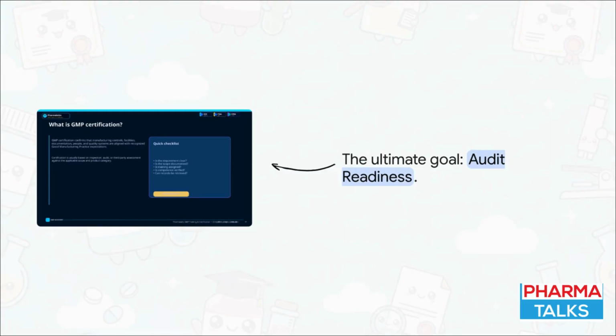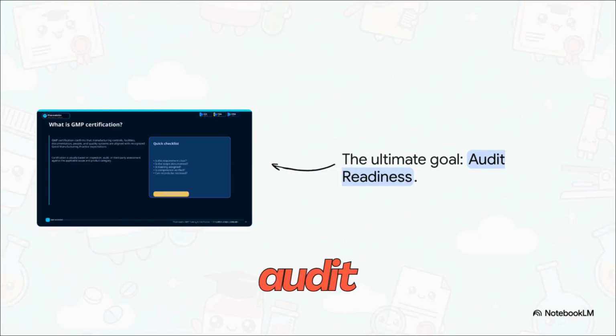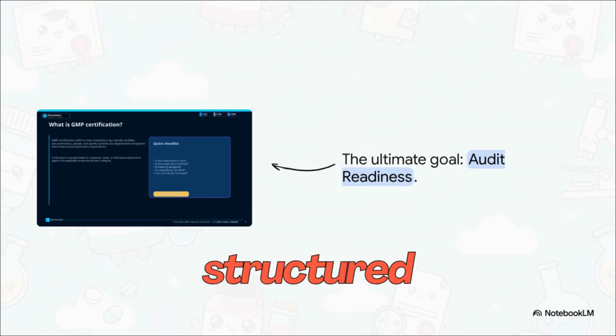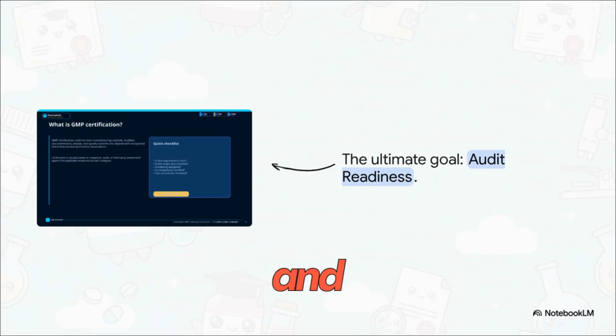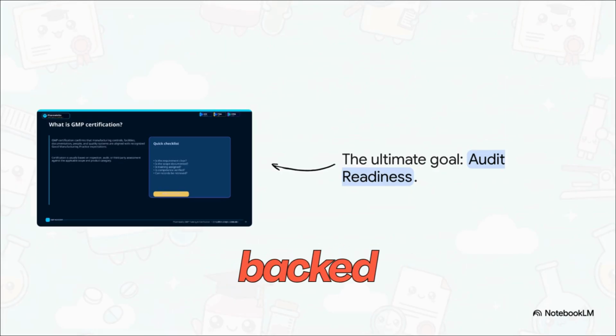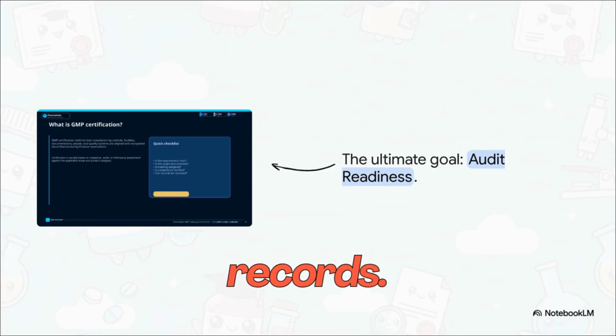Well, we return to our repeating theme today: audit readiness. The absolute ultimate goal of all this structured training, the QMS and those 5 pillars, is to create easily defendable evidence. When an inspector walks through your front doors, they want to see a genuine culture of quality, completely backed up by immediate traceable records.